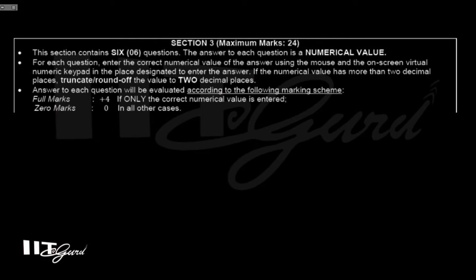Welcome back. This is section 3, and in this section there are 6 questions. All questions are numerical value type questions. Here there is no negative marking. This is an advantage, and full marks, that is 4, if only the correct numerical value is entered.